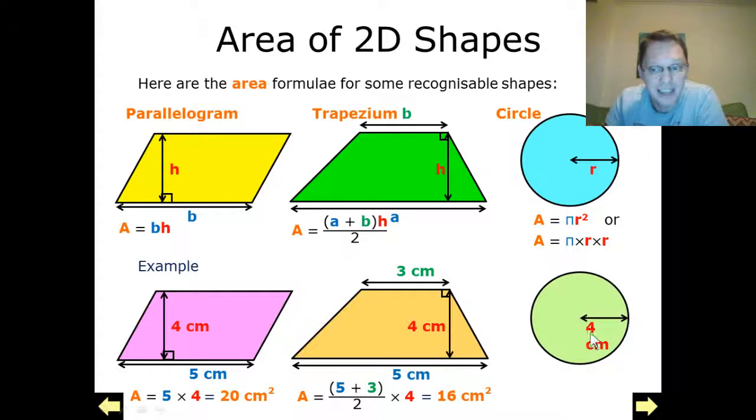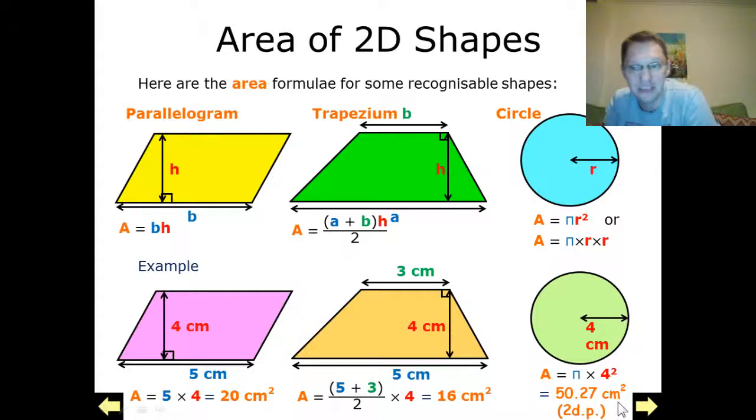Putting numbers into there, I've got a radius of 4 centimetres. So pi times 4 squared gives me an area for this circle of 50.27 centimetres squared to 2 decimal places.